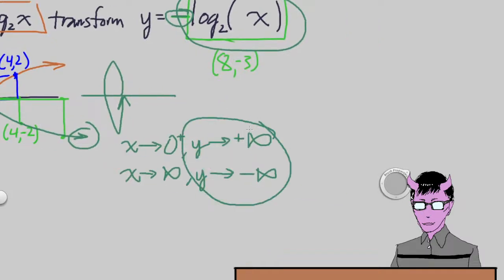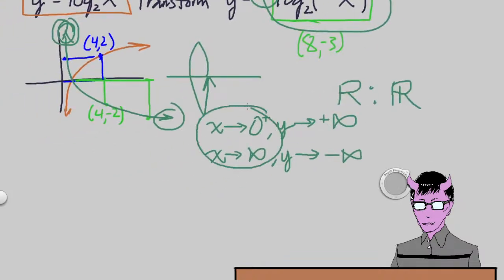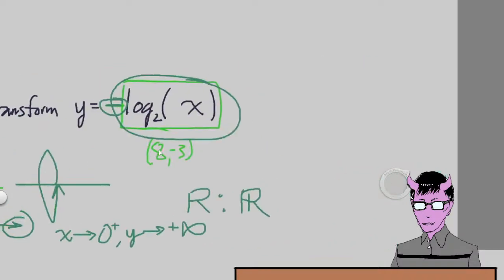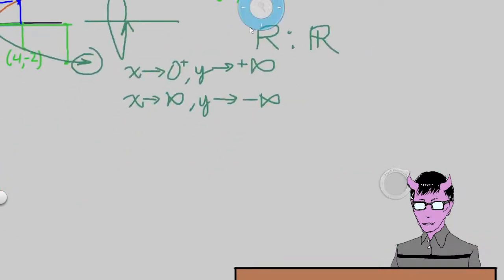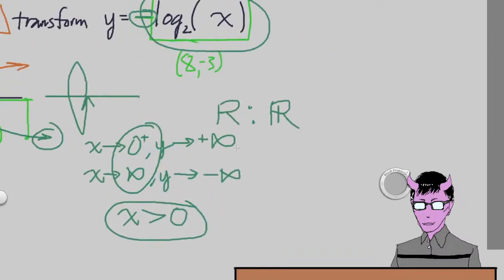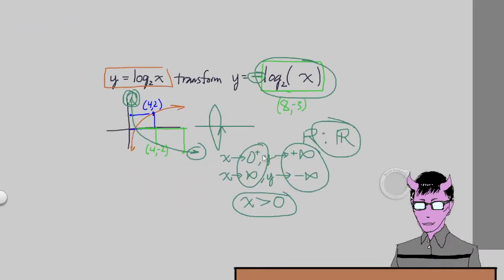So from those two, the range is still all real numbers. So the range is still pretty much the same thing. I mean, the domain is still pretty much the same idea. Whatever x values we pick in here, x has to be greater than 0. I hope that's clear.